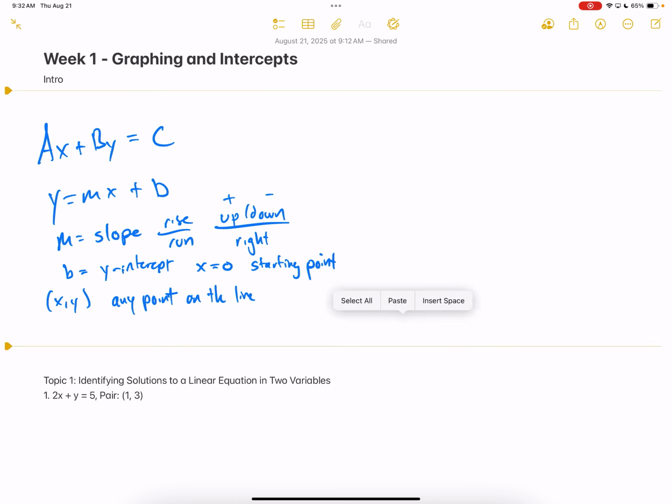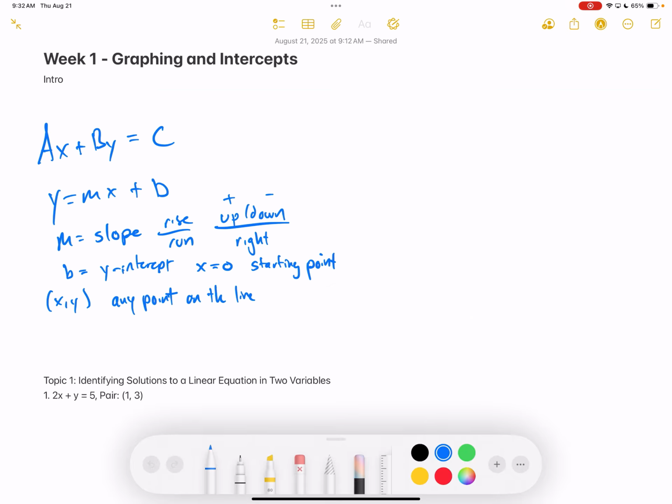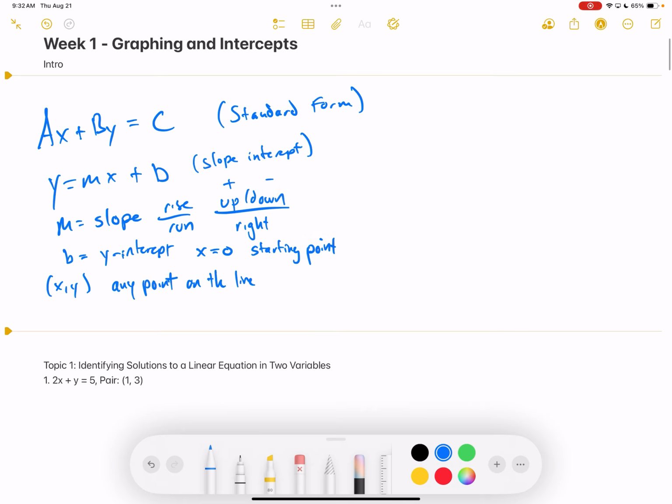So standard form is ax plus by equals c. That's called standard form. We won't use that much. What we use is the slope-intercept form, y equals mx plus b. You all have heard that before, but just to go over it, because anytime you get an equation in math or science, you should write down what each variable means, okay? That way when you go to do word problems and things like that, it makes it so much easier.